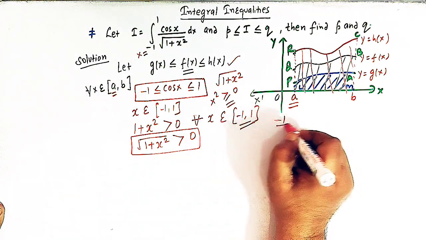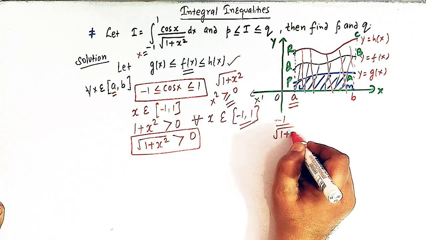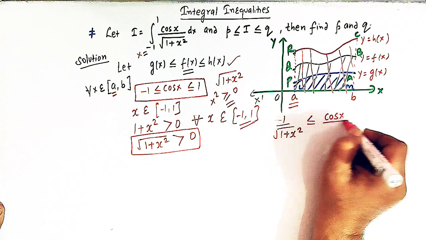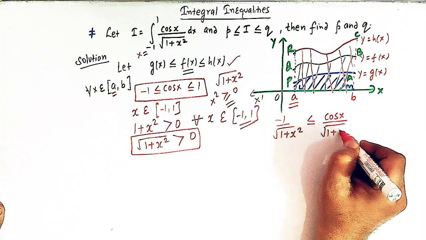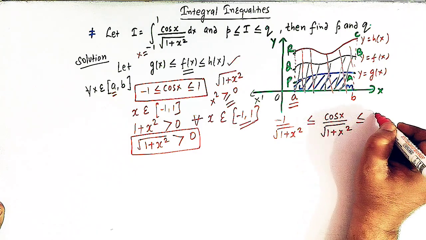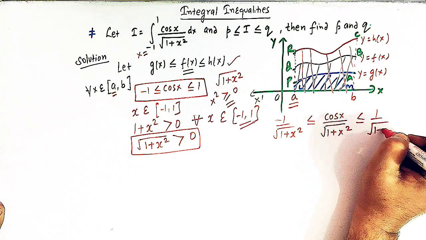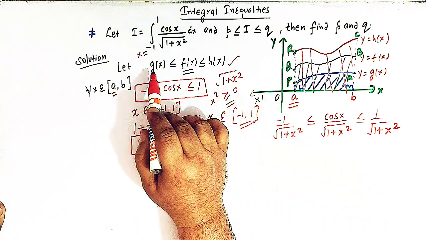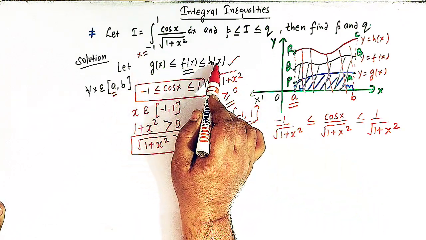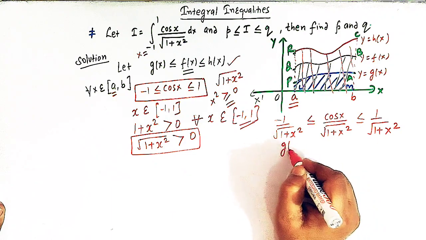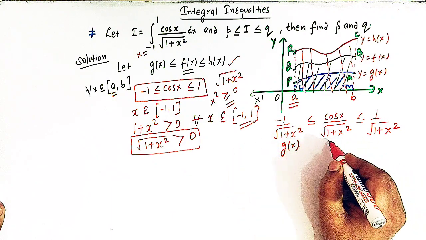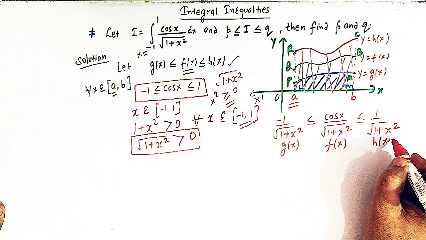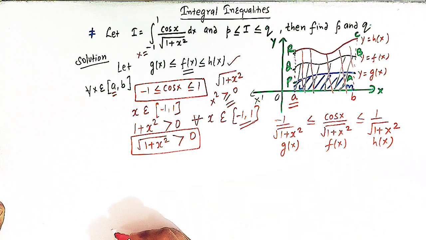So now we have minus 1 over square root of 1 plus x square, and then we have cos x over square root of 1 plus x square, and here we have 1 over square root of 1 plus x square, right? So now we have got these three functions. So this function may be taken as g of x, this may be taken as f of x, and here we can take it as h of x, right?